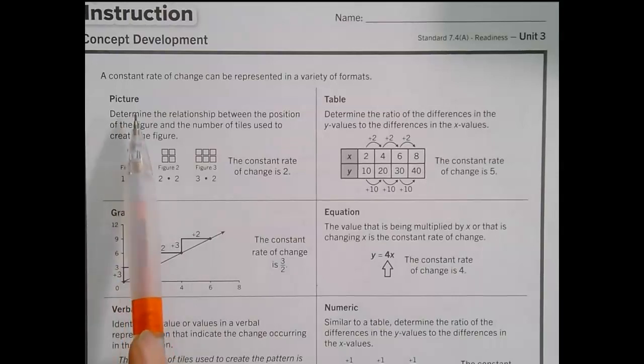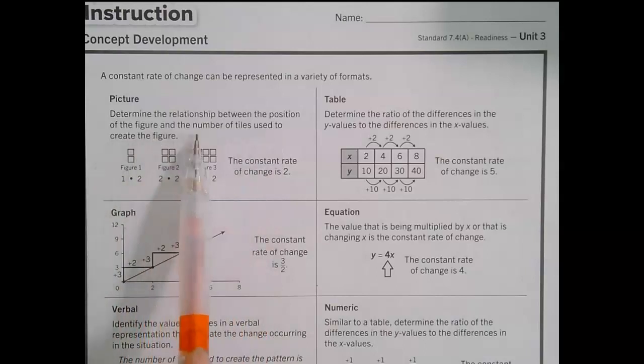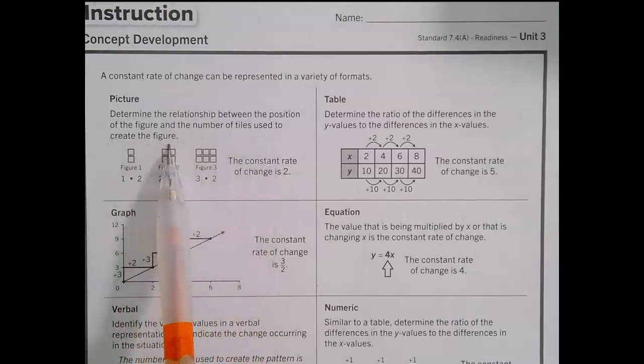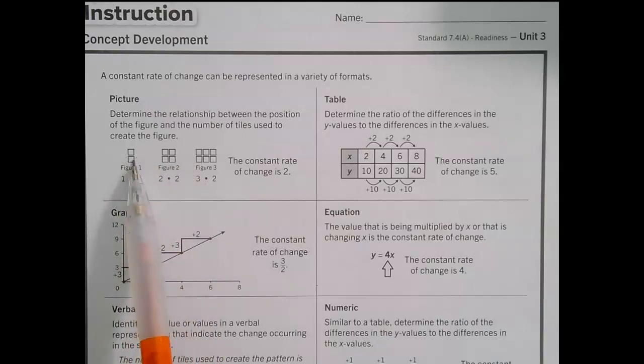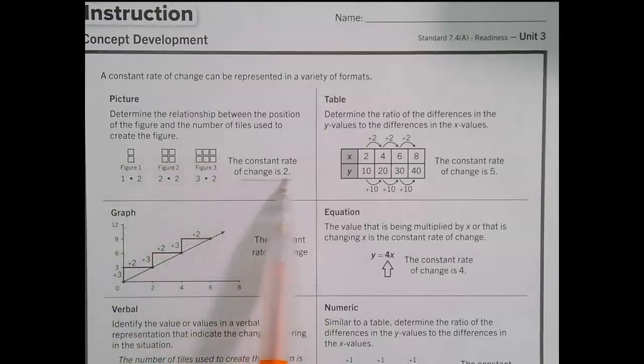Here we have a picture where it says determine the relationship between the position of the figure and the number of tiles used to create the figure. So if you notice, every time they're just multiplying it by 2. That's 1 times 2, 2 times 2, 3 times 2. So the constant rate of change there is 2.